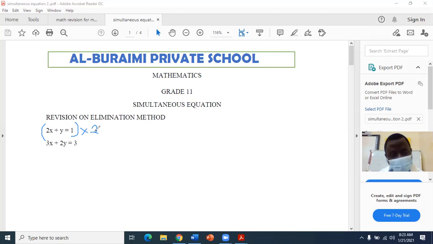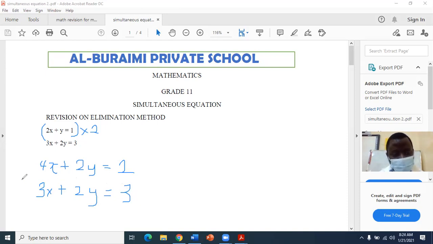If I multiply everything by 2, 2 multiplied by 2 is 4, so I have 4x plus 2y, because y multiplied by 2 is 2y, is equal to 2, because 2 times 1 is 2. Are you following? Now, I have the second equation, 3x plus 2y is equal to 3. You can see now that the y coefficients are the same. They are 2y, 2y.